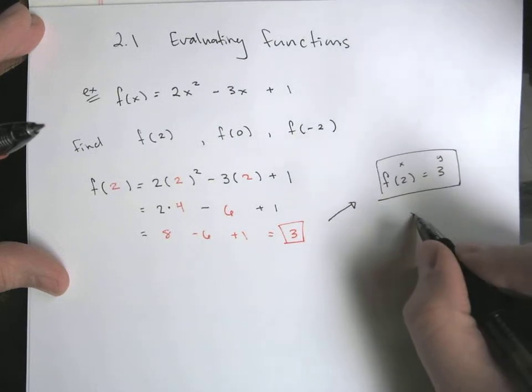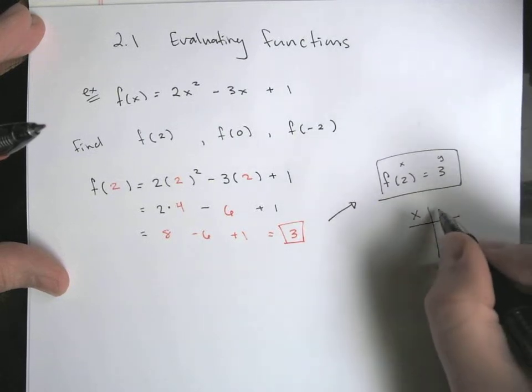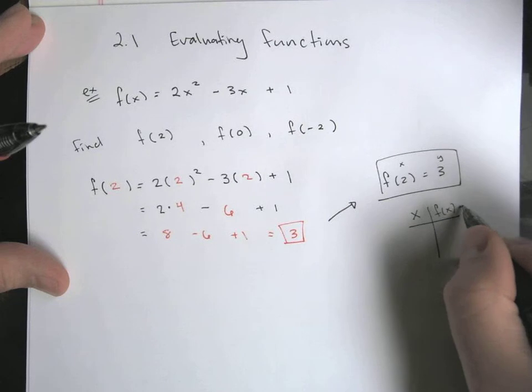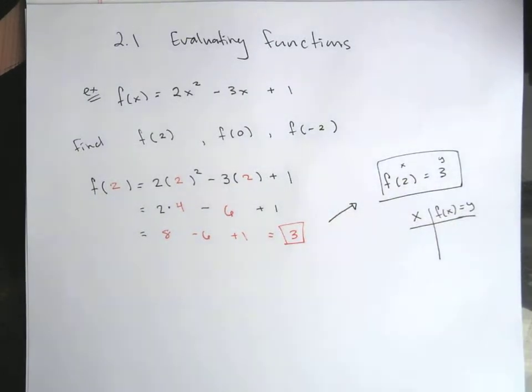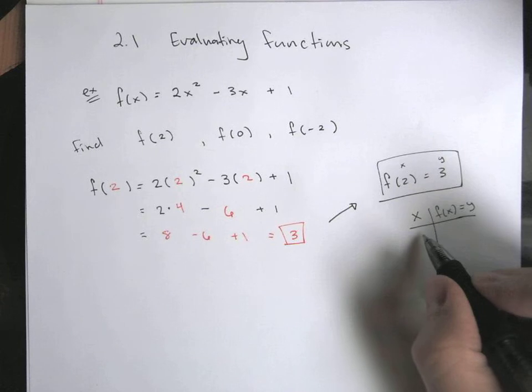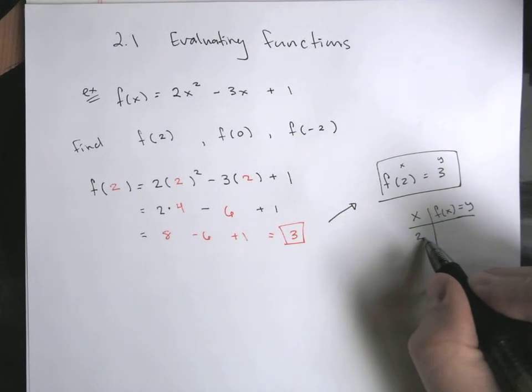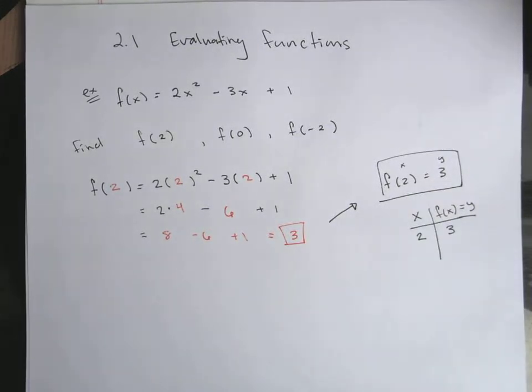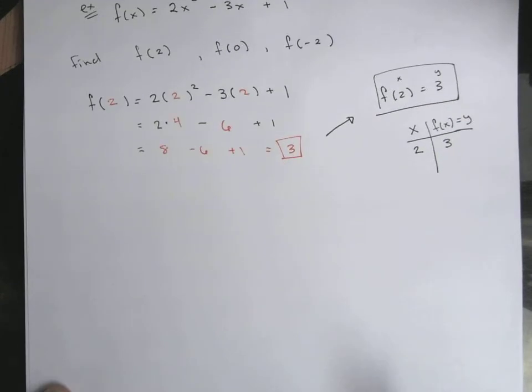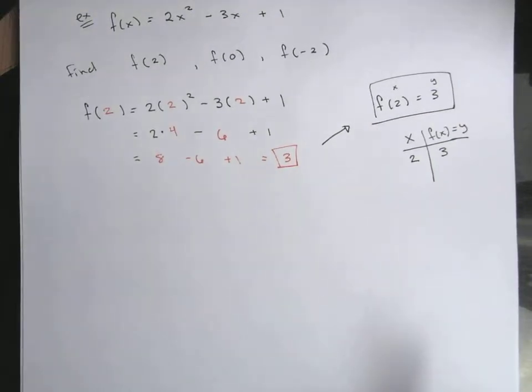If we were doing a table, right? X values here, the f of x equals y. So the x input was 2, and the output was 3. So if we were going to graph that as a point, it would be at x is 2 and y is 3. Let's do these other ones a little faster. So try to keep this in frame.